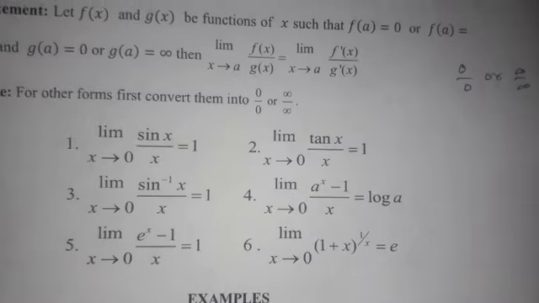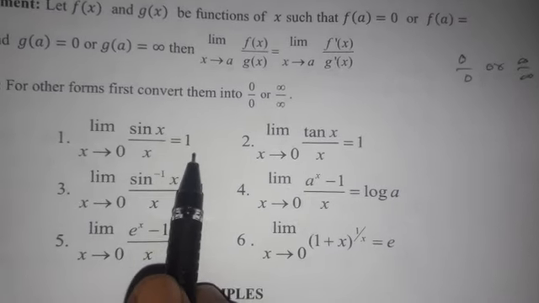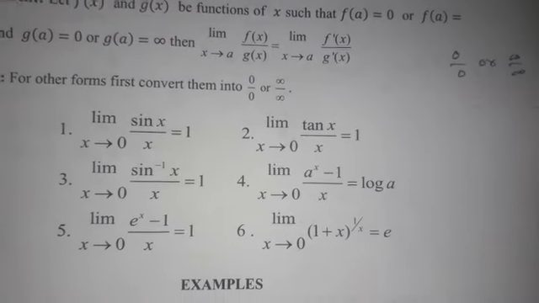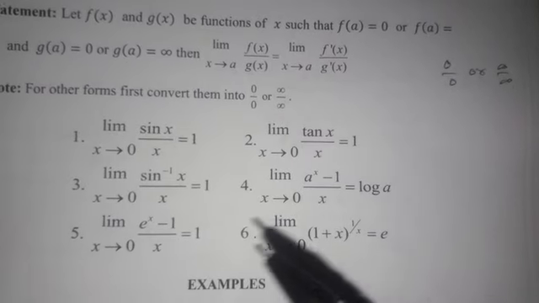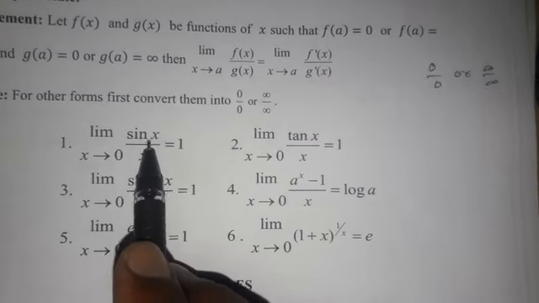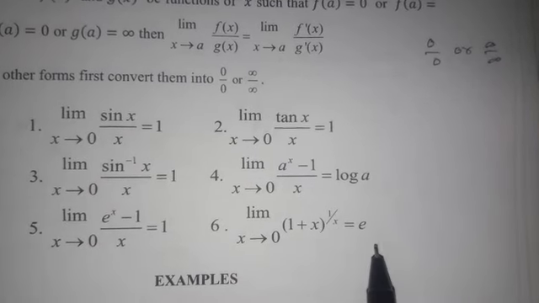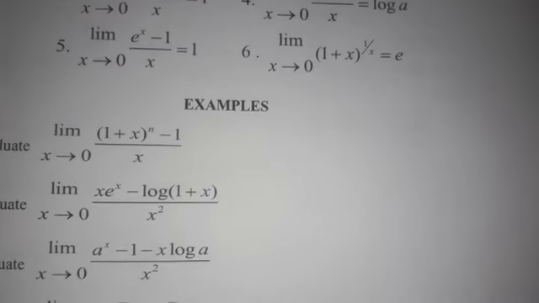Now we know some standard results: limit x tends to 0, sin x upon x is 1. In the same way, tan x upon x is also 1 as x tends to 0. In the same way sin inverse x upon x, and we can write many more. So mostly we require sin x upon x, tan x upon x, and (1 plus x) raised to 1 by x, which is e, like that. I will show you some examples.